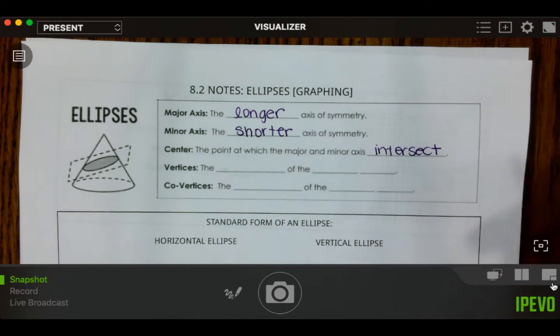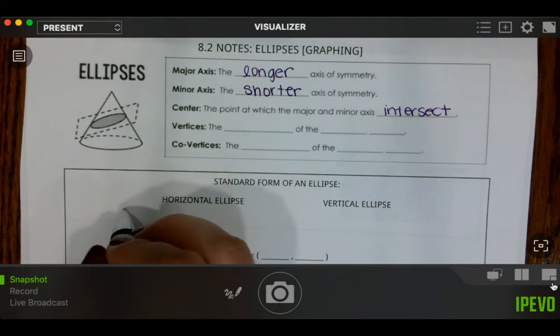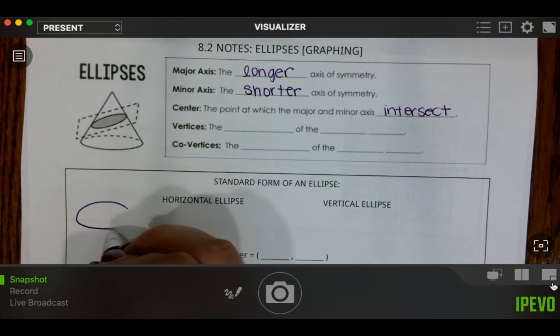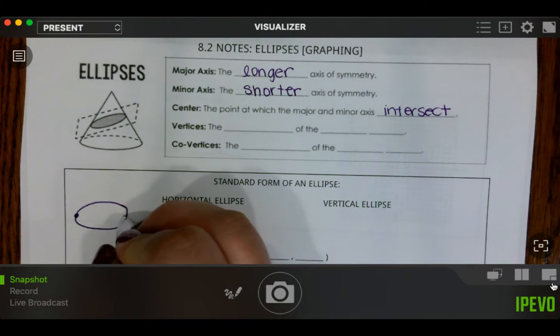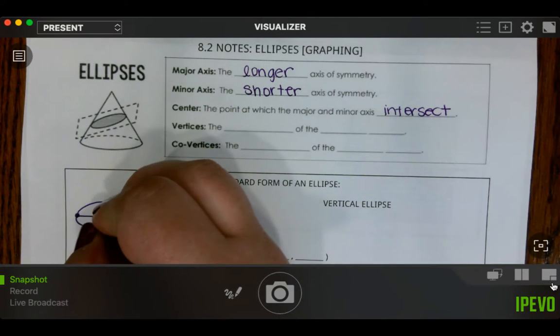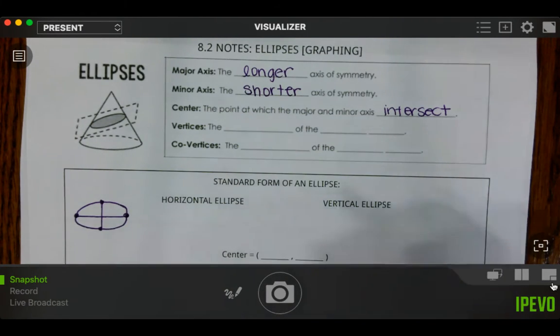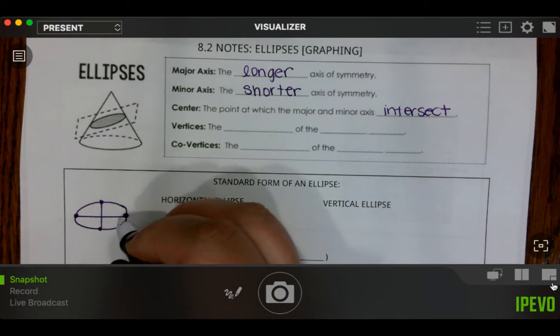And I'm going to come down here and kind of draw you an example before we get too far into these vocab words. A horizontal ellipse is kind of like an oval. A horizontal one means it's more side to side than it is up and down. And it means that this axis is longer than this axis. So notice how this one is significantly shorter than this one.